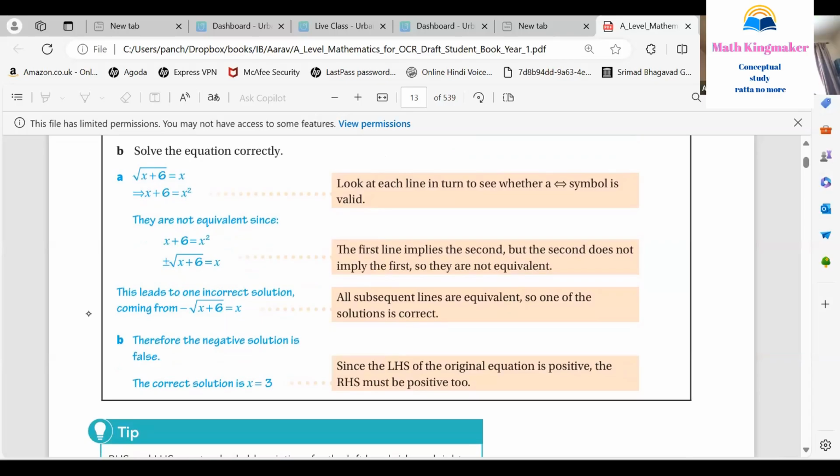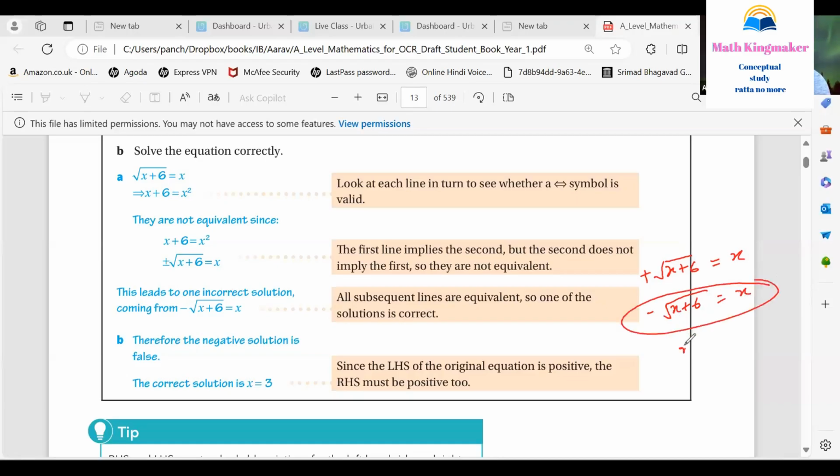If you're taking it negative, that means what? The first one is plus, the second one leads to minus x. So now you understood what blunder you have done.